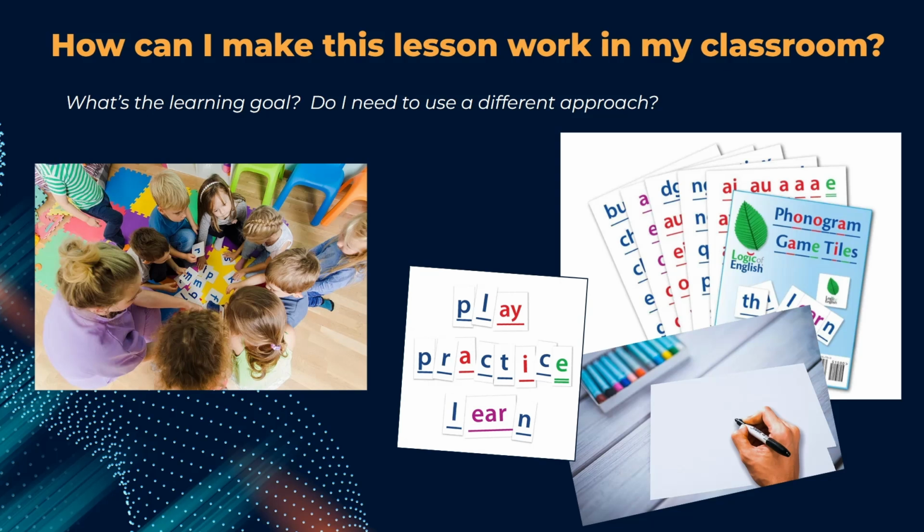I found that oftentimes it'll work really well to just have kids get out crayons or colored pencils or markers that are the correct color, like blue and red and green, the ones that you see on the game tiles. And instead of having them build the word with the tiles, they're just going to write it, but using the correct colors, the blue for the consonants and the red for the vowels.